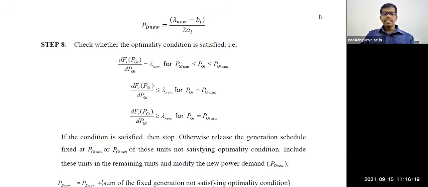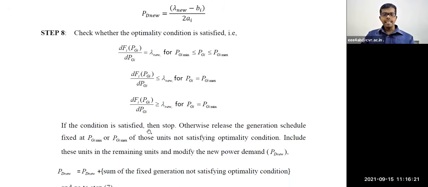Next, if this condition is satisfied, then stop the procedure. Okay, this condition satisfied, then stop. Otherwise, release the generation schedule fixed at PGI minimum or PGI maximum of those units not satisfying the optimality condition. Include these units in the remaining units and modify the new power demand. What they are really saying is, if this condition is satisfied, then stop the procedure. That's all. Our problem is solved.